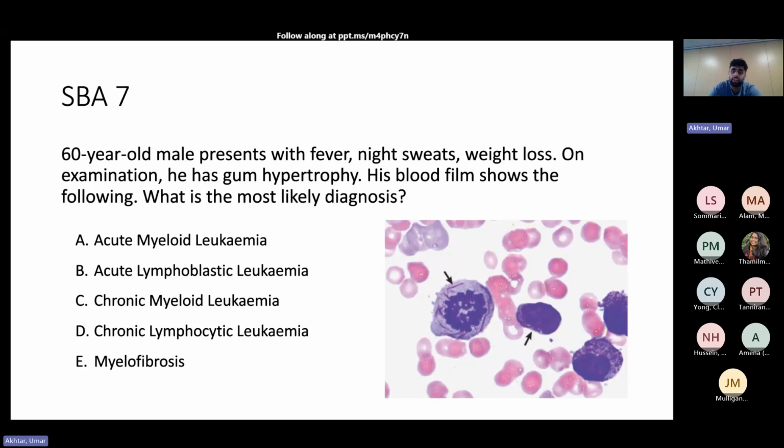So again, we've got a fever, night sweats, weight loss. Instantly, we're thinking a cancer or something like that because there are B symptoms. And then gum hypertrophy is specifically linked to AML or different versions of AML. And then finally, the blood film does show the following. It is our Auer rods that we've got here. You can see the cytoplasm within the outer circle. Don't get too fussed about it, but if you see it a couple of times, if it comes up in the real thing, you'll be able to spot it.